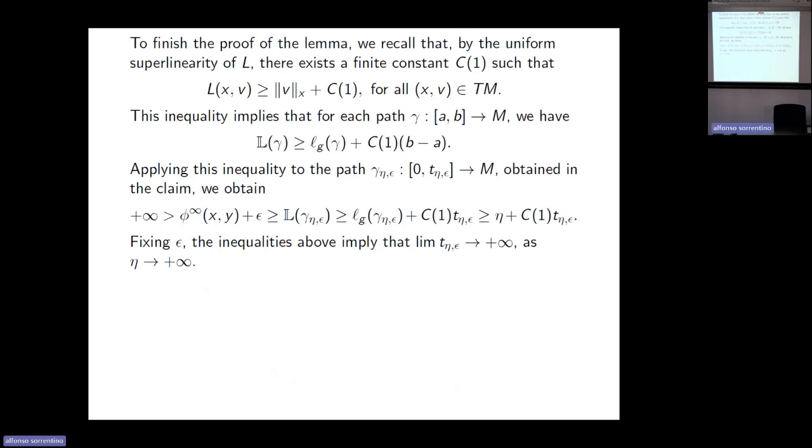So if we let eta go to infinity, the sum of these two quantities is bounded. This one goes to infinity, so that t eta epsilon has also to go to infinity. And this has to be negative. Okay. So this is what we get.